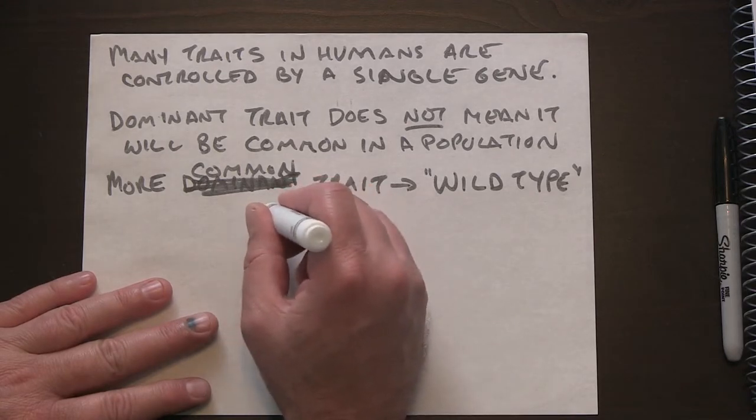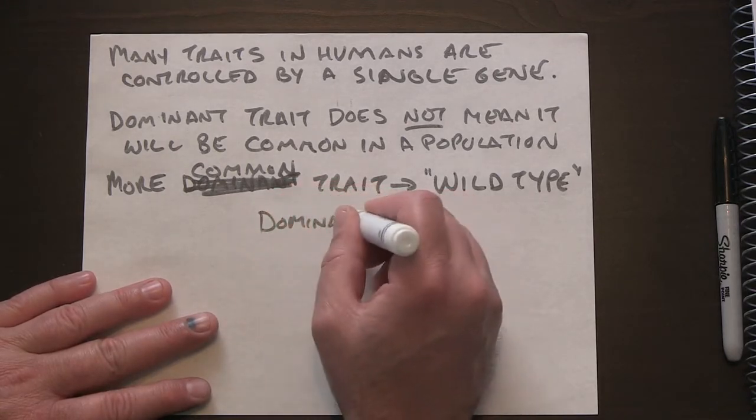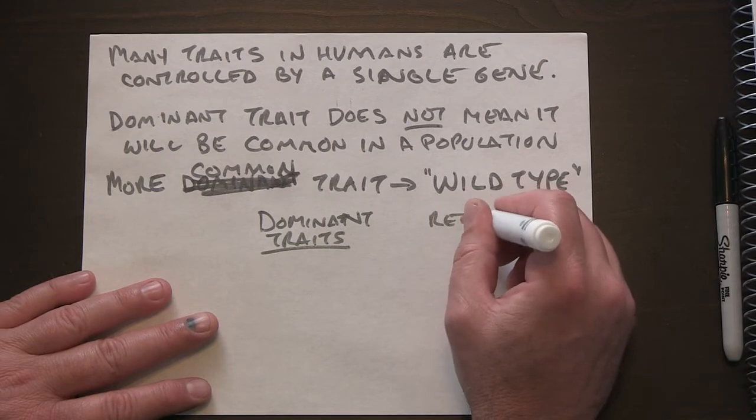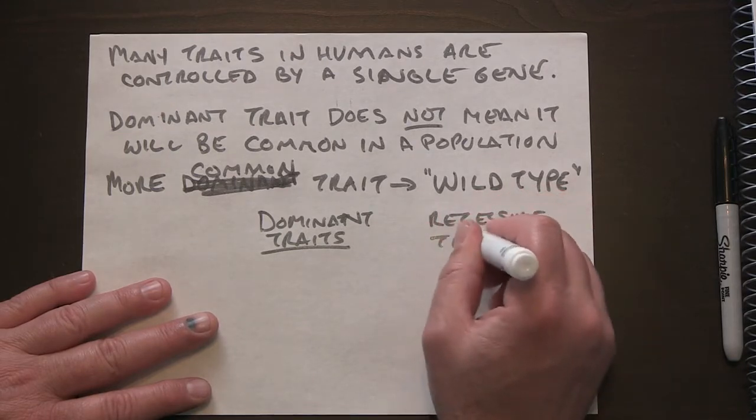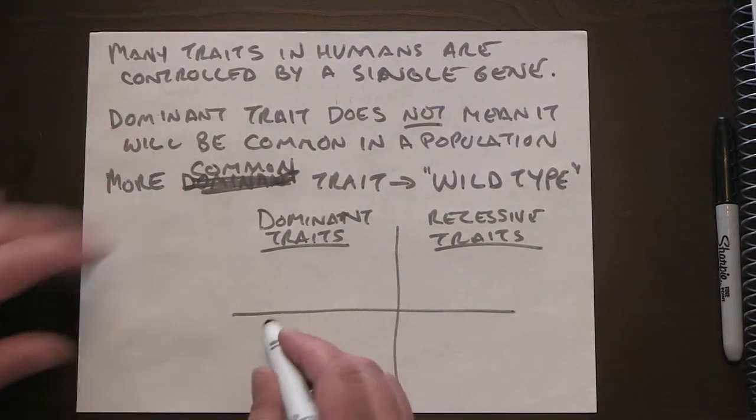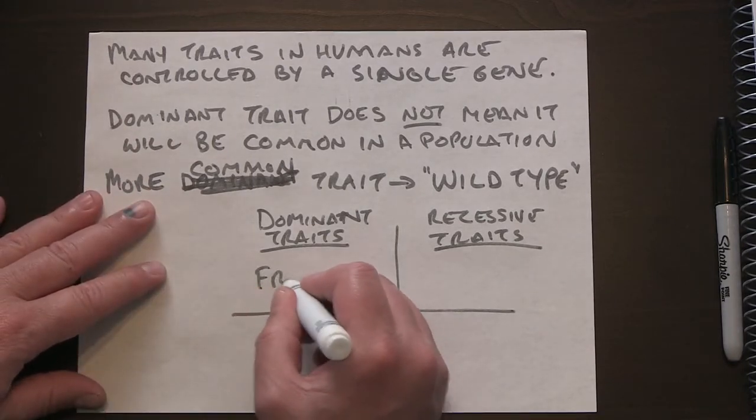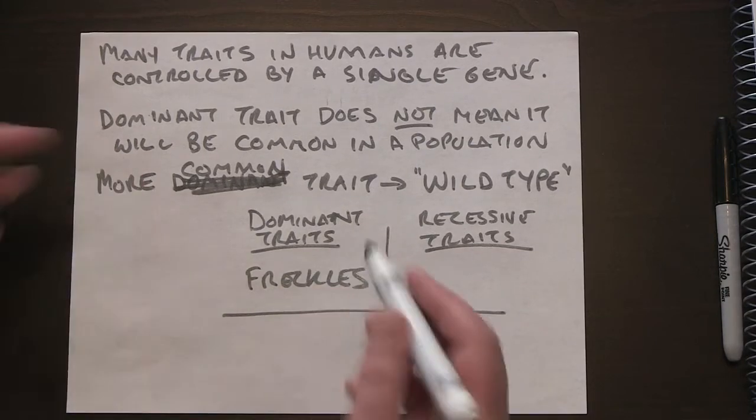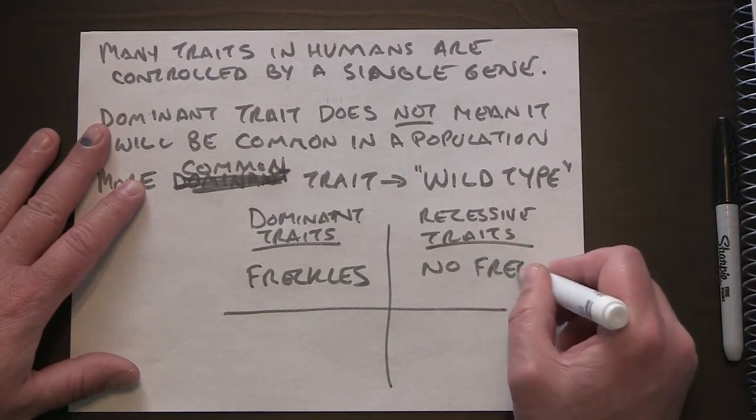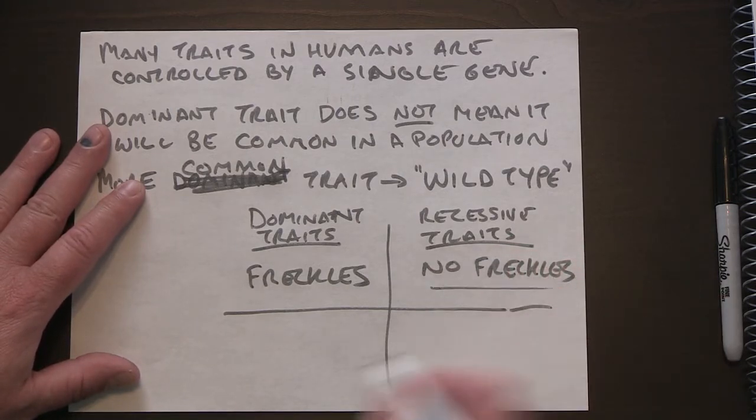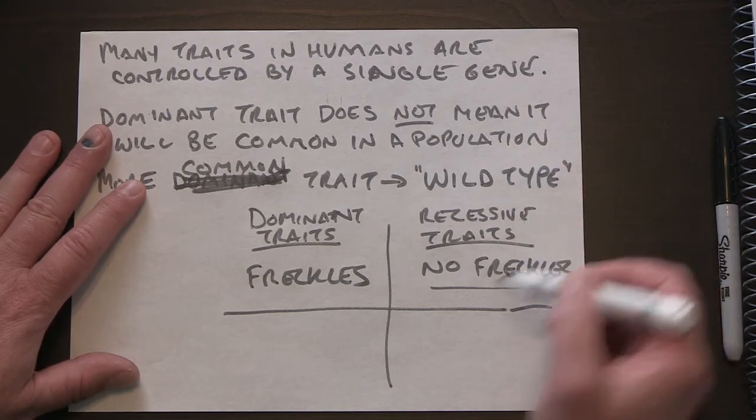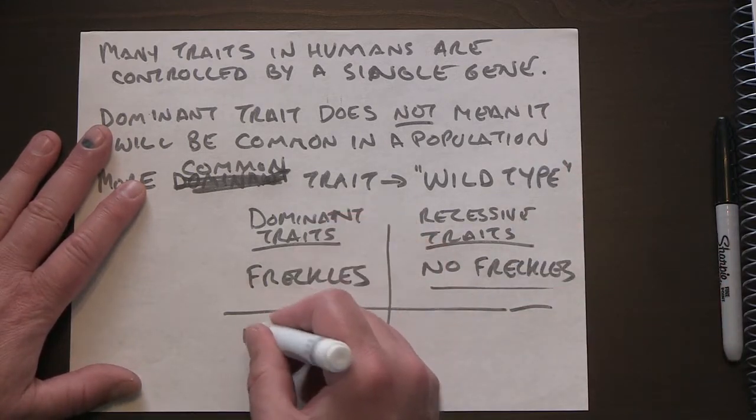So let's make a little table here. Some dominant traits and recessive traits. Just to show you, so freckles, having freckles is a dominant trait. No freckles is recessive, but it's more common to see people without freckles than it is with freckles, right? So here's an example of a recessive wild type. Flip that around.